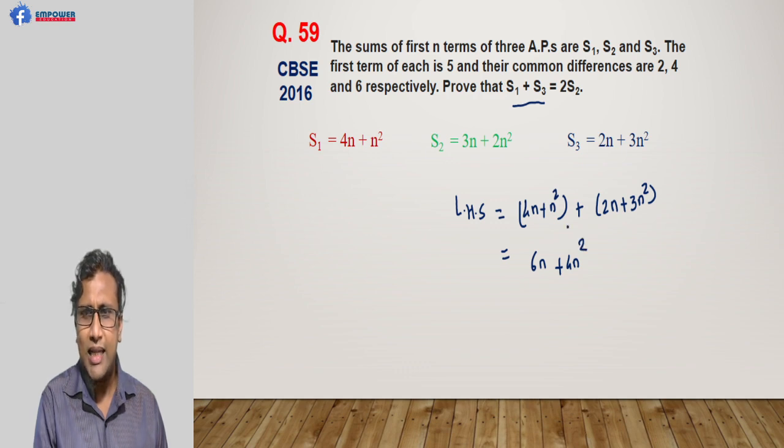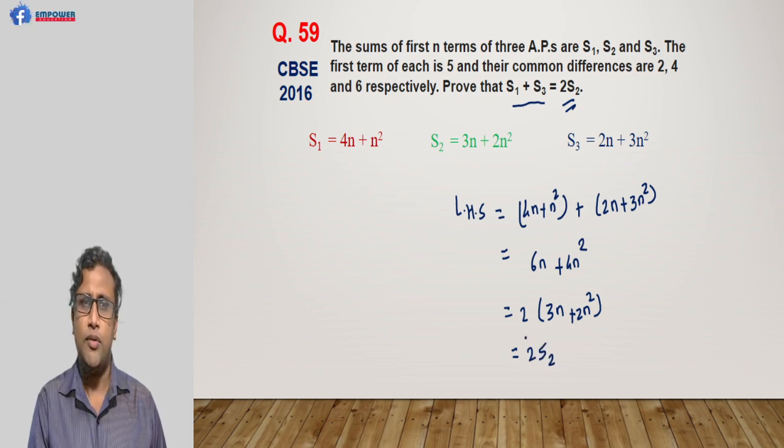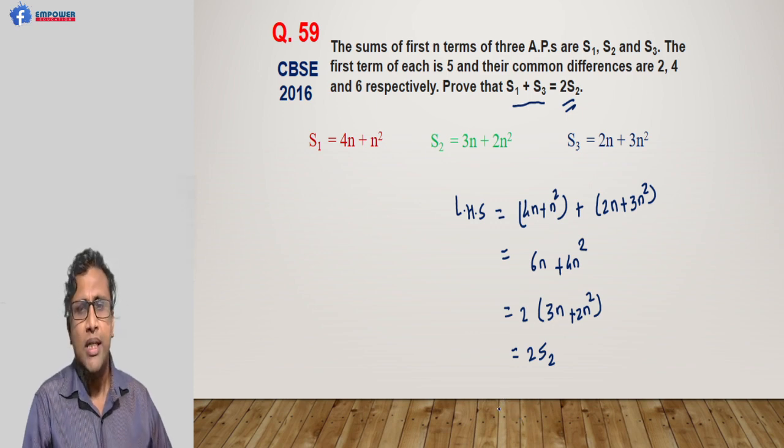Now just take a look at the RHS of the equation, that is 2 S2. S2 is my 3n plus 2n square. Can we see any similarity in here? We just have to take the 2 common from these two terms. So this will become 2 into 3n plus 2n square. So finally I will get the same answer. This is also one of the important questions which came in the CBSE 2016 exam.